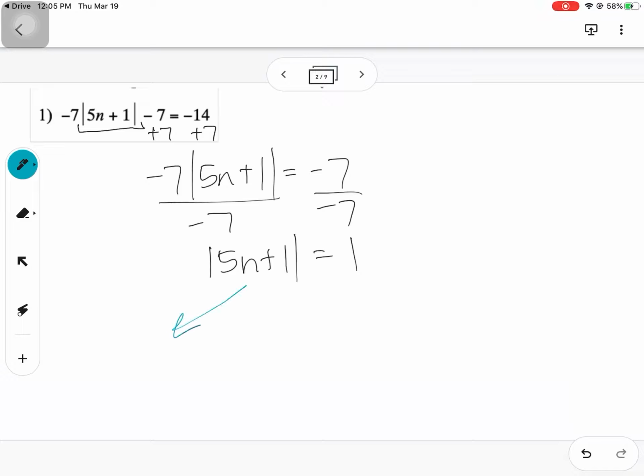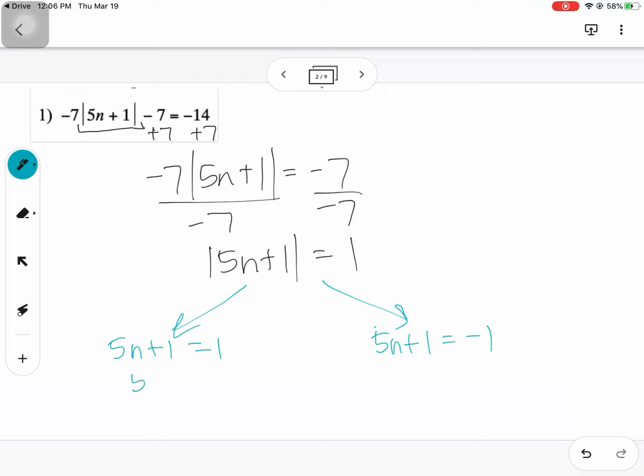With these, this is where we did have to split the problem into two distinct issues, because we have to consider the multiple things that this 5n plus 1 could equal in order for its absolute value to be 1. And there's two things it could equal. First off, 5n plus 1, if it equals 1, then the absolute value of that is 1. And second off, 5n plus 1 could equal negative 1, because then that means this in here would equal negative 1. And when you take the absolute value of negative 1, you get positive 1.